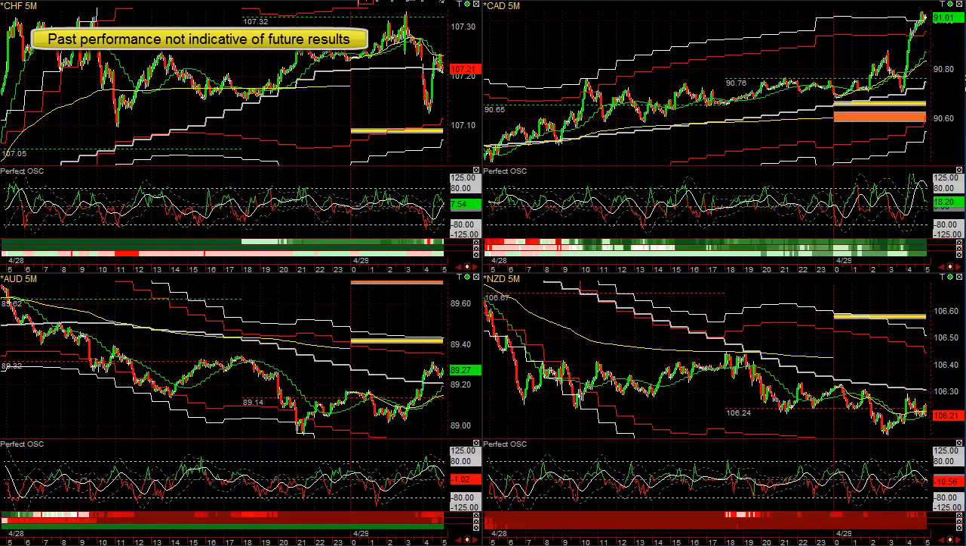Again, here is the CAD, which you can see is trending up. Here's the hourly moving average. It broke above the previous day's high, which is a sign of strength. The daily trend is up, the weekly trend's up, the monthly trend's up. So if you buy this CAD on this little pullback right here, it's a very high probability trade.